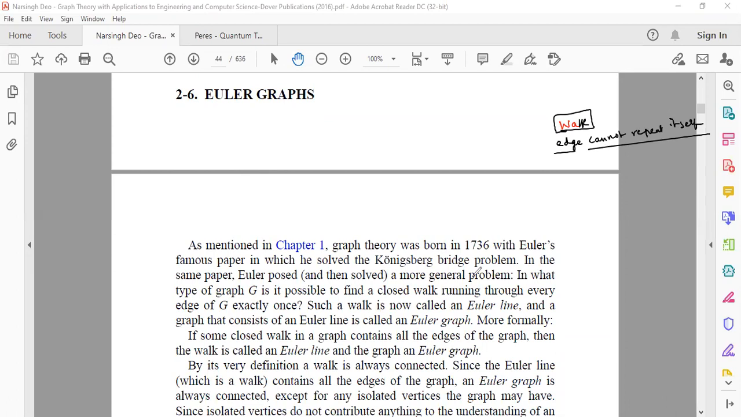If you can find a particular graph where the circuit is present, that means the vertex is not being repeated, but you can find that the edges also do not repeat themselves. So in that particular circuit, the vertex is not being repeated and the edge is not being repeated. This type of graph is called the Euler graph.